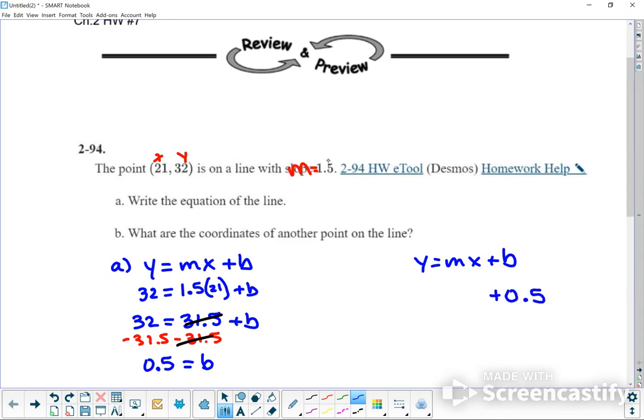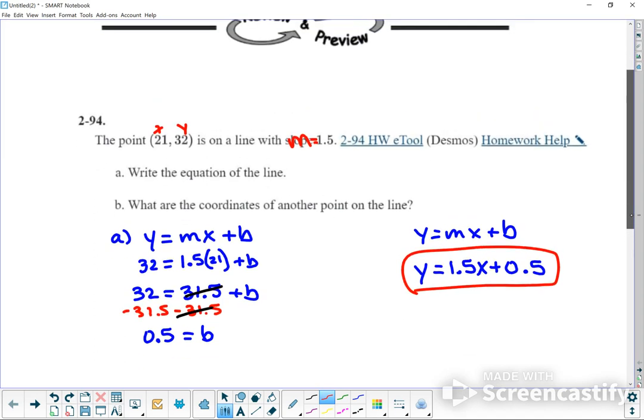The m is going to be 1.5, like how we started off with. So our equation is going to be y equals 1.5x plus 0.5, and that's going to be our answer.